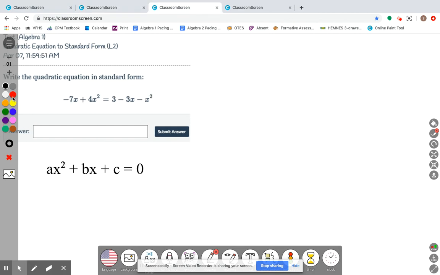For the second example, I'm starting out with negative 7x plus 4x squared equal to 3 minus 3x minus x squared.